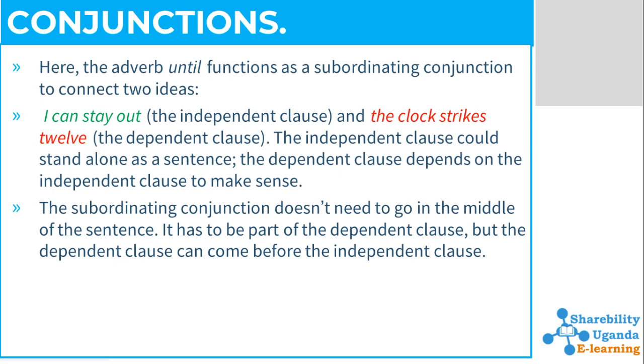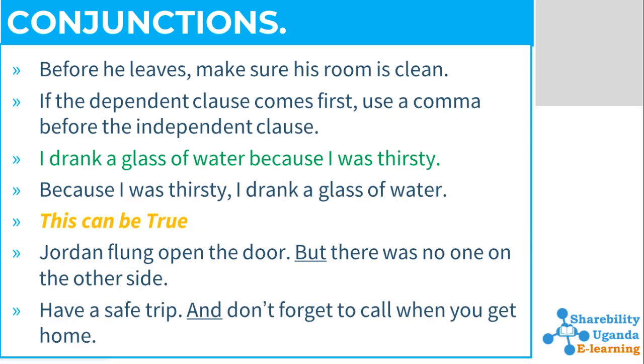The independent clause could stand alone as a sentence. The dependent clause depends on the independent clause to make some sense. The subordinating conjunction defines the relationship between the two clauses. However, in a scenario like this, before he leaves, make sure his room is clean.